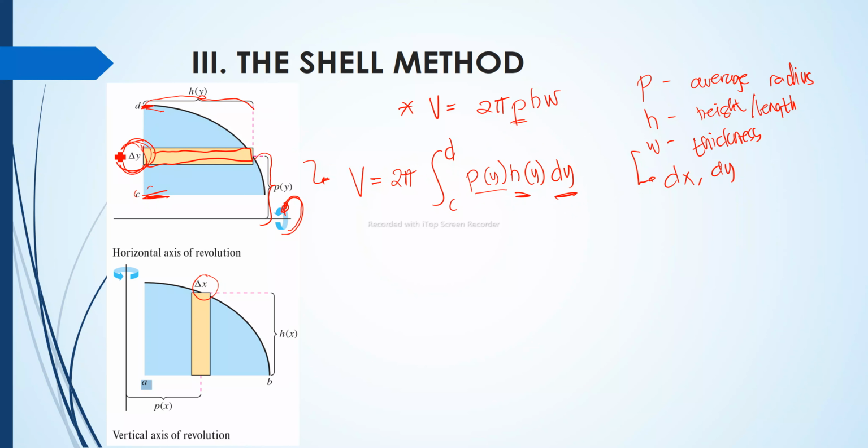thickness of the shell. Now the volume of the second one, if the representative rectangle is revolved along the vertical axis, is equal to 2 pi integral of p of x times h of x dx from a to b. Let's just rewrite that. V is equal to 2 pi integral of p of x, h of x, dx from a to b.